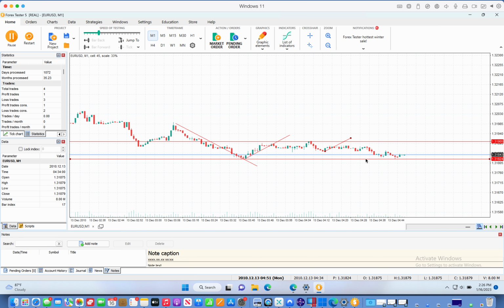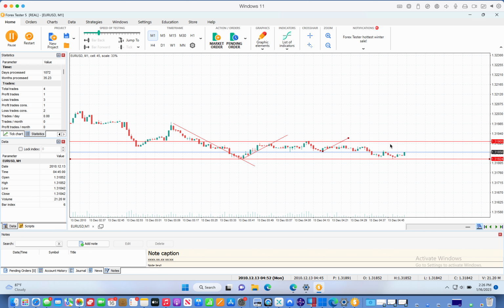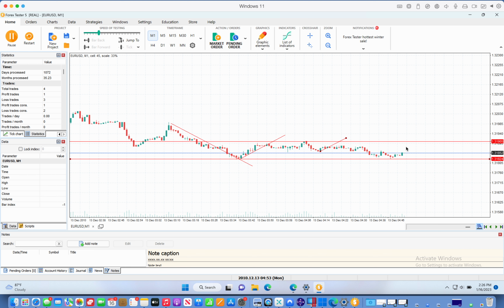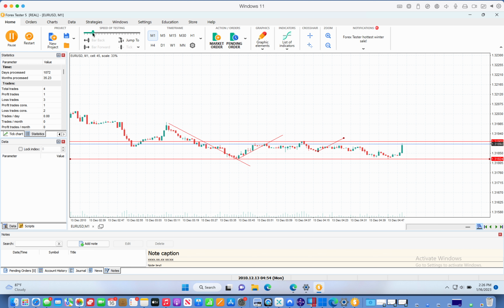Now we move the range. All we're doing is expanding the range. So now we have 319, 183, 190. So now we have a 7-pip range. So we have a bigger range. Nice. I like to see this. Now I'm very, very interested in longs.